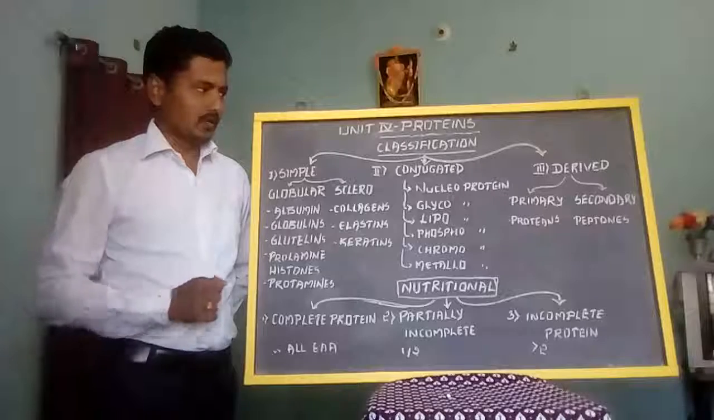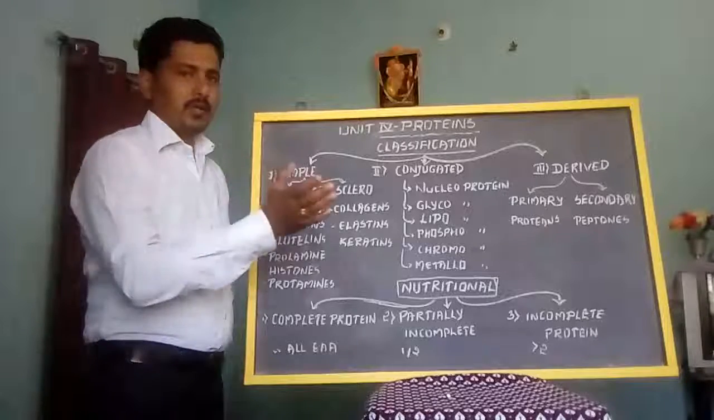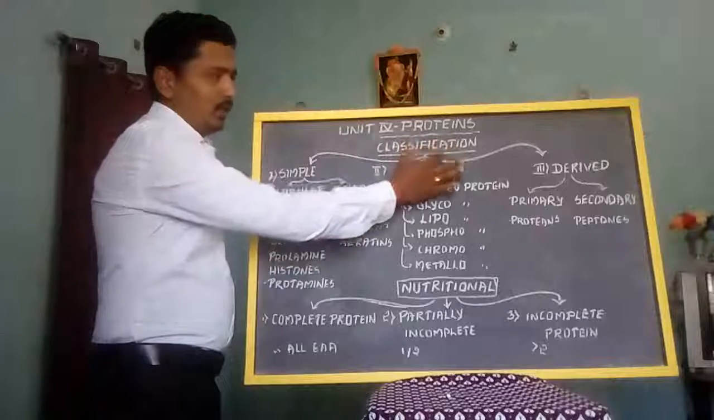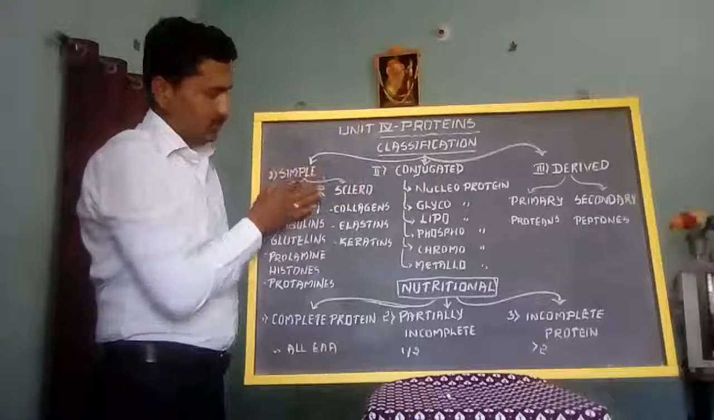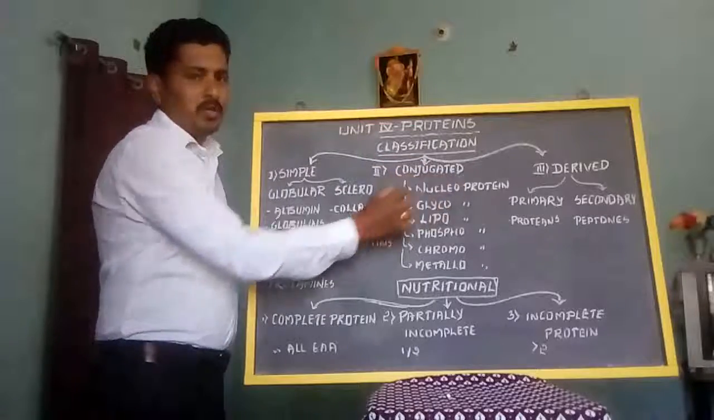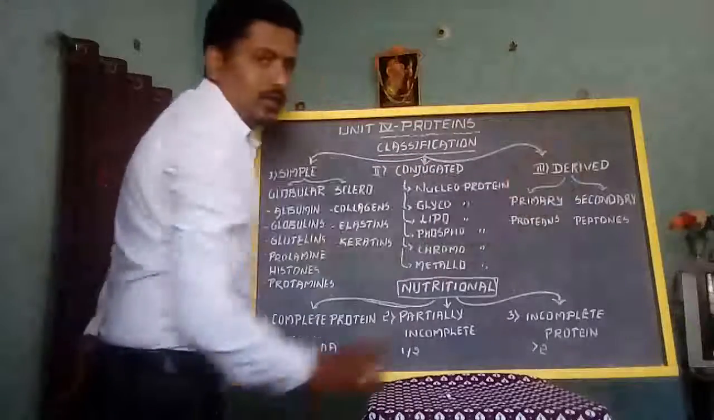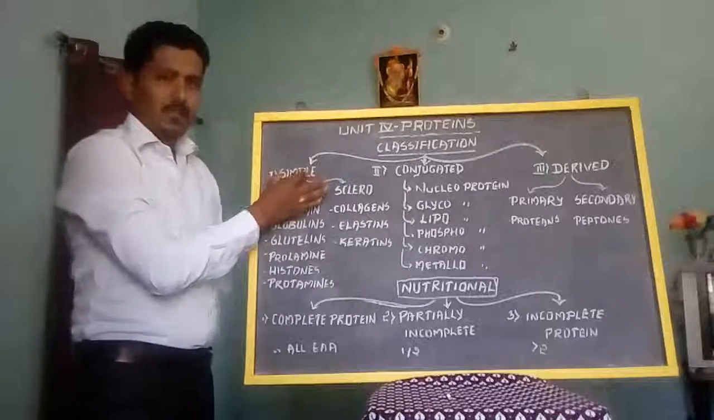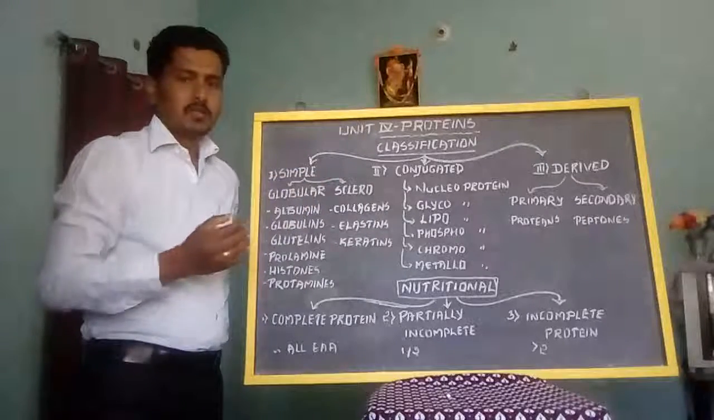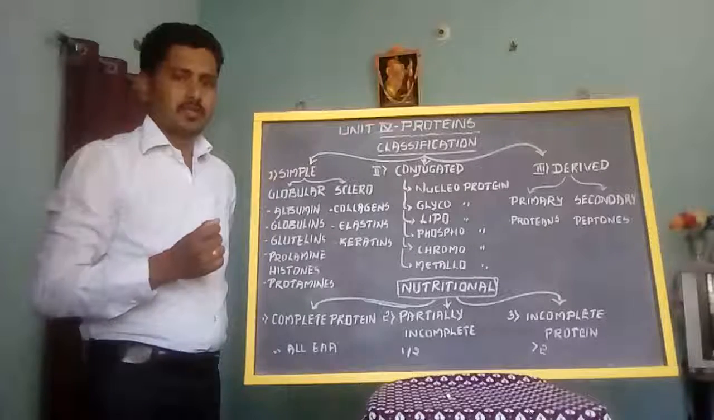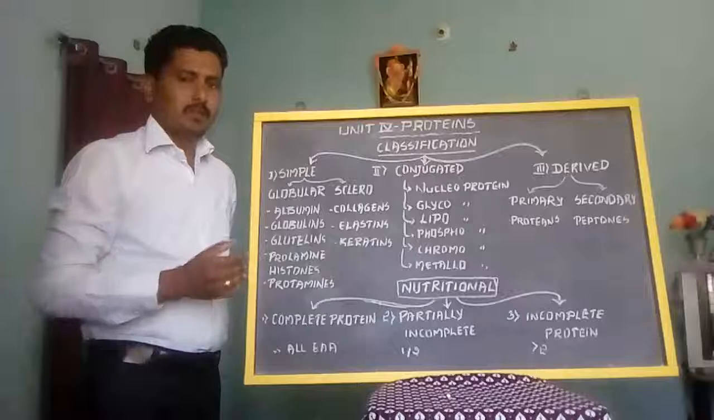We will see here. Basically, as a part of biochemistry, we will broadly classify the protein as: first, a simple protein; second, a conjugate protein; third, a derived protein. Okay. First one is simple protein. Simple protein means on hydrolysis we will get simple amino acids. There is no additional part.